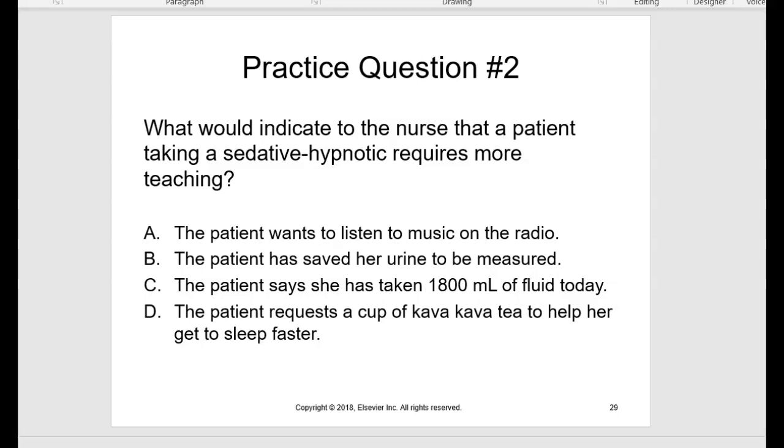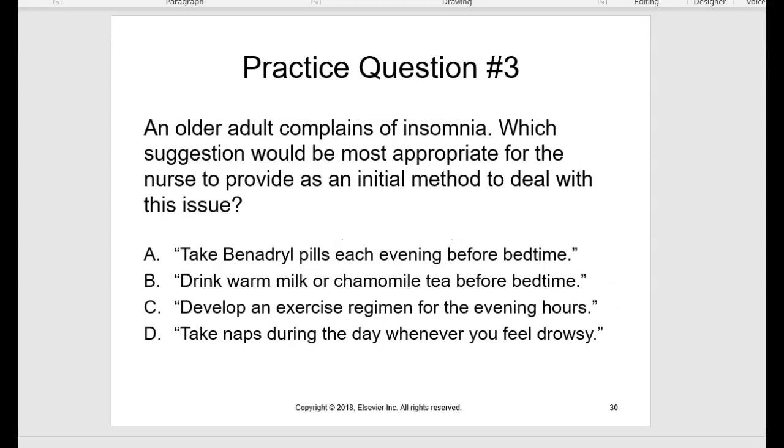Kava kava may interact with CNS depressants. Listening to music may promote sleep. Renal impairment should be monitored and adequate amount of liquid is necessary. Question 3. An older adult complains about insomnia. Which suggestion would be most appropriate for the nurse to provide as an initial method to deal with the issue? If you answered B, that is the correct answer.